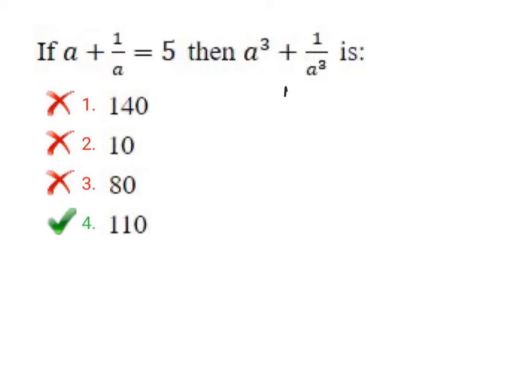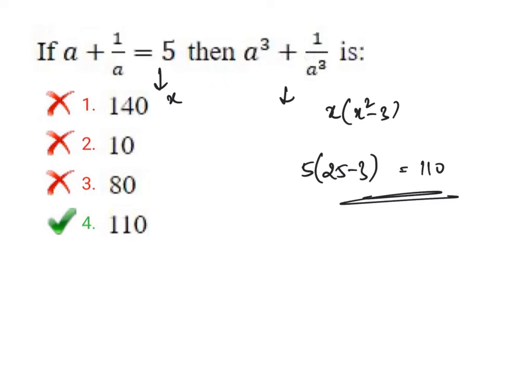The next one: if a plus 1 by a is equal to 5, then a cube plus 1 by a cube. Suppose it is x, then we know that it is x into x square minus 3. Therefore, 5 into 25 minus 3. 22 into 5 is 110. That's a simple question. Direct formula.